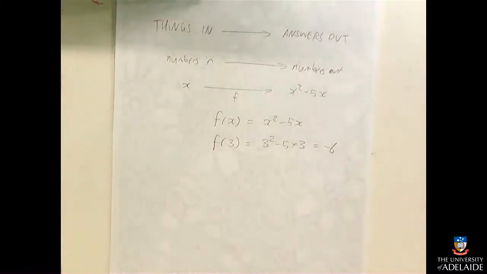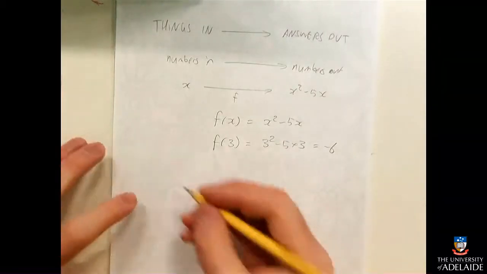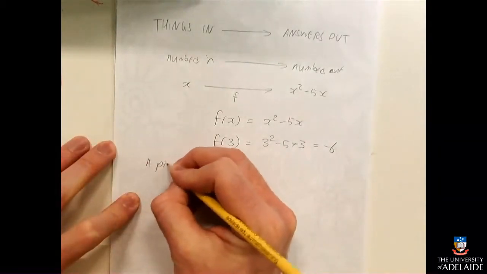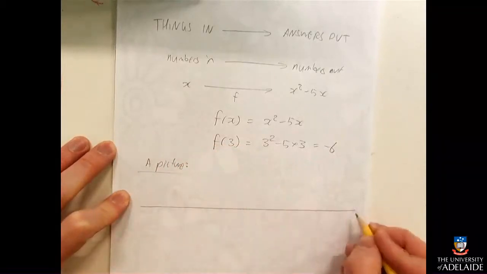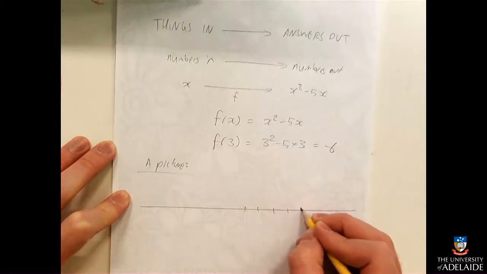And the other way of thinking of functions, so another picture, is that there's all these numbers you could have chosen.